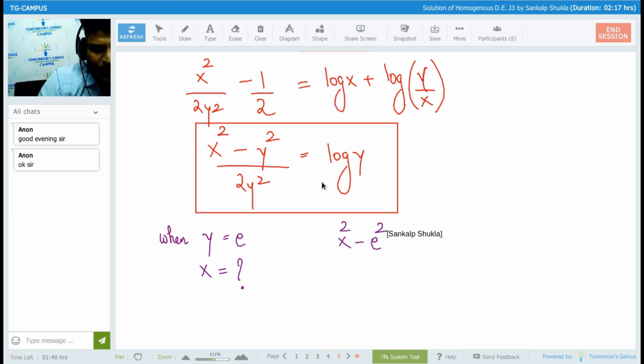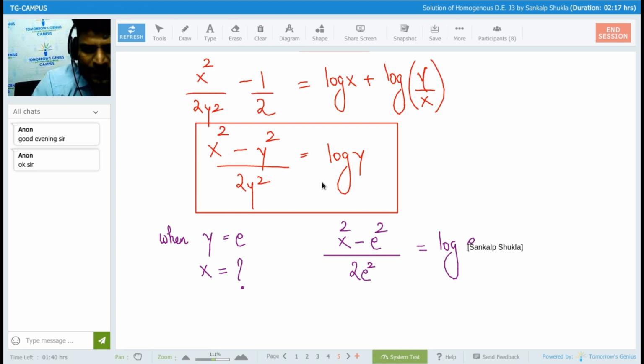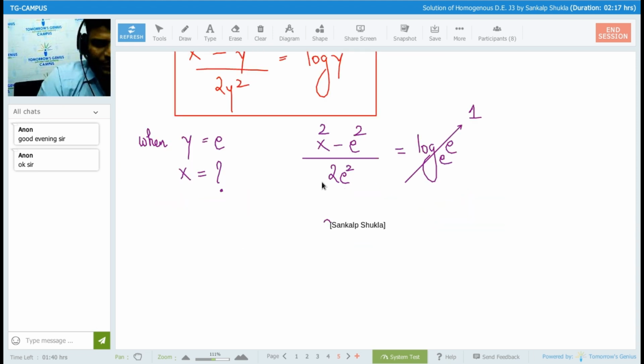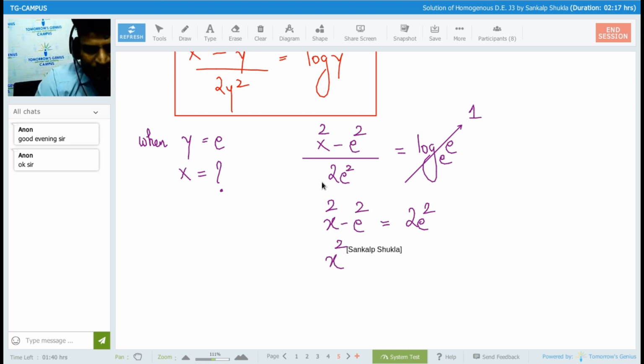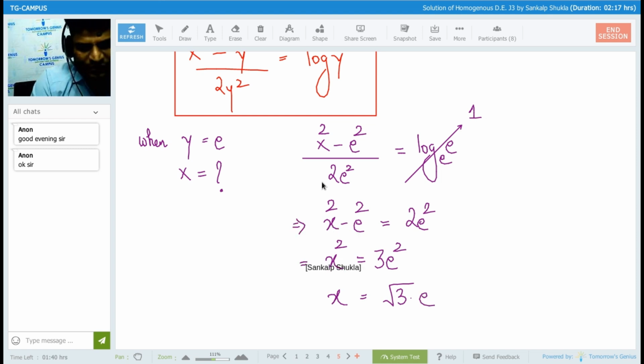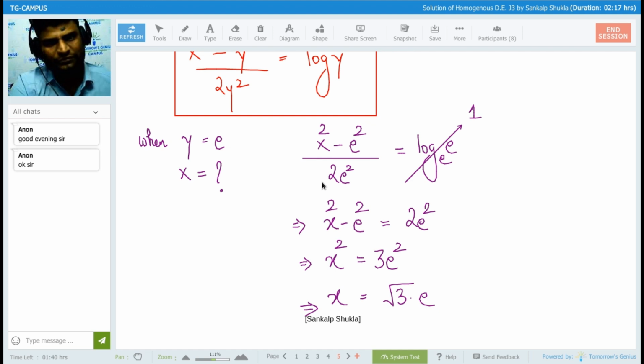So this will become (x square minus e square) upon 2e square, and this will be log e base e, so this is 1 only. That means x square minus e square is 2e square. Are you getting this? x square minus e square is equal to 2e square. So x square will be 3e square and x will be root 3e. Such an easy question.